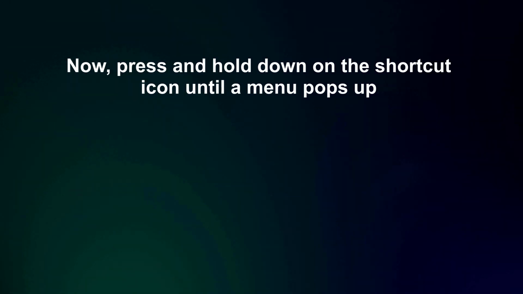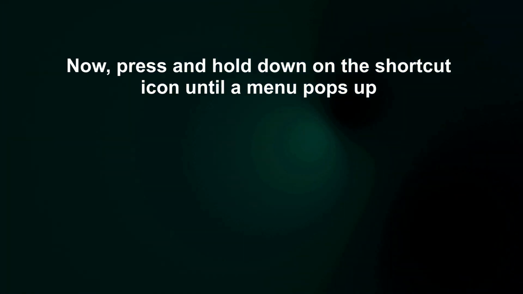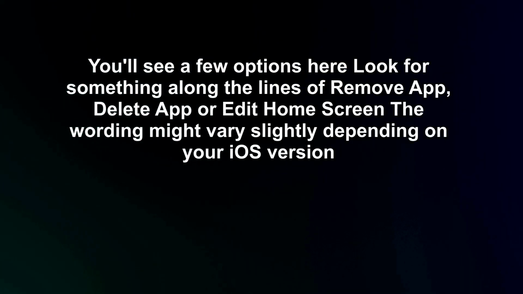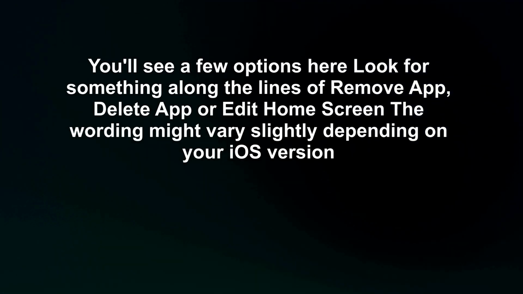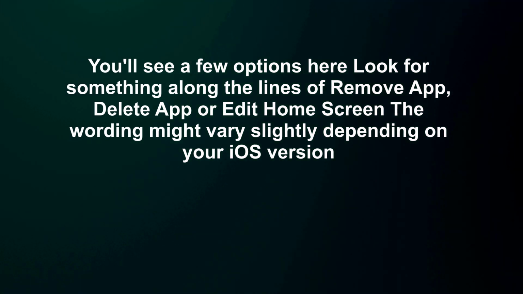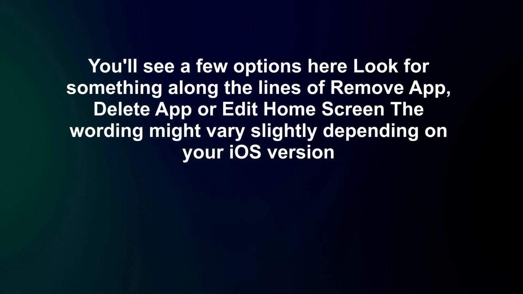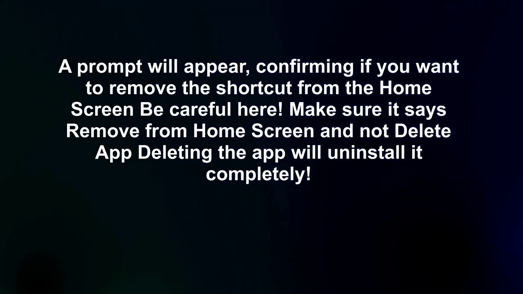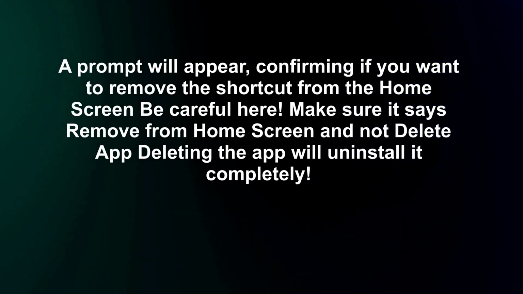Now, press and hold down on the shortcut icon until a menu pops up. You'll see a few options here. Look for something along the lines of remove app, delete app, or edit home screen. The wording might vary slightly depending on your iOS version. Tap on that option. A prompt will appear, confirming if you want to remove the shortcut from the home screen.